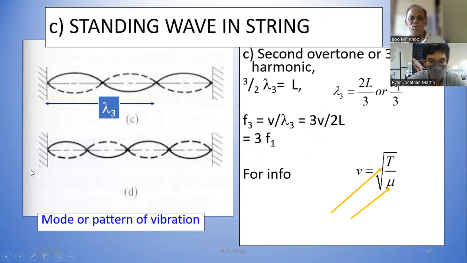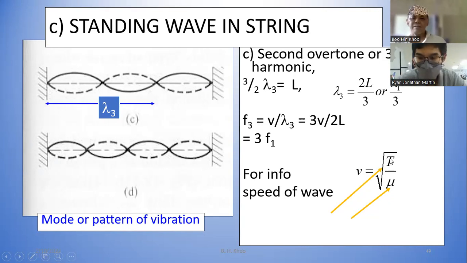So you should be able to derive that for the second overtone or third harmonic. That's your lambda 3. And as I said, this is for your info. The speed is determined by the tension of the string and the mass per unit length of the string.